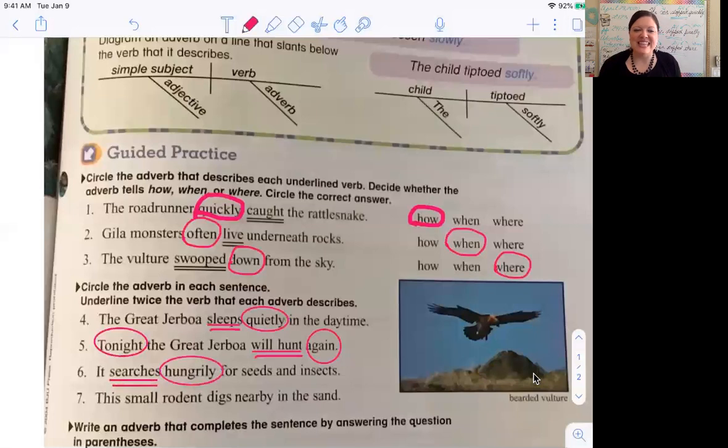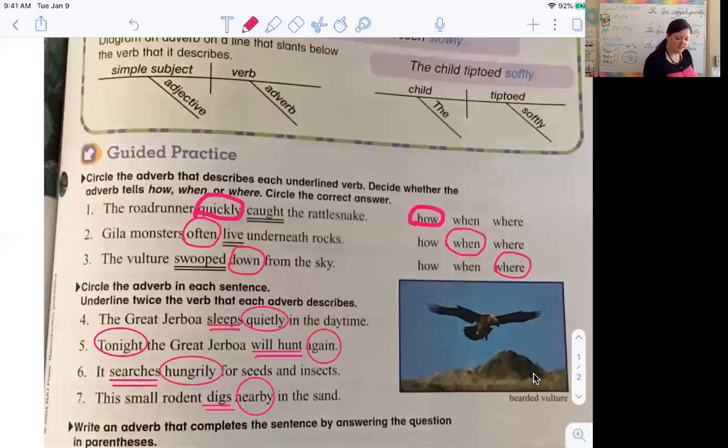Number 7, this small rodent digs nearby in the sand. What is the action that the rodent is doing? Digs. How does it dig? Doesn't say. When does it dig? Doesn't say. Where does it dig? Nearby.